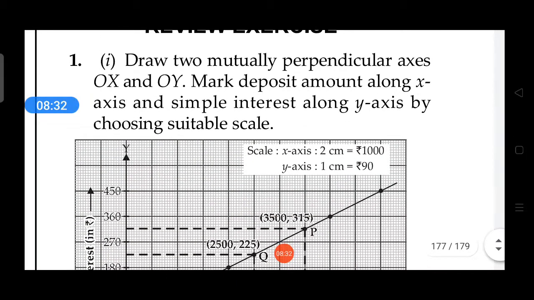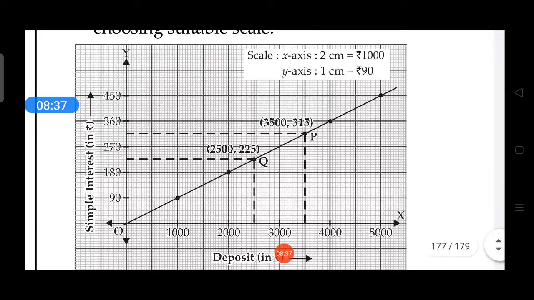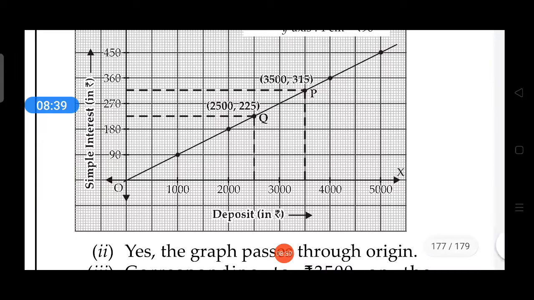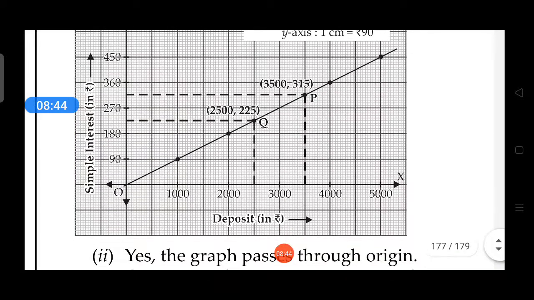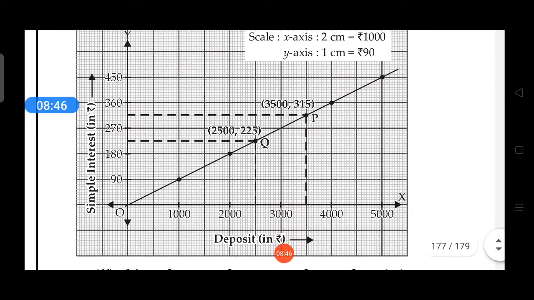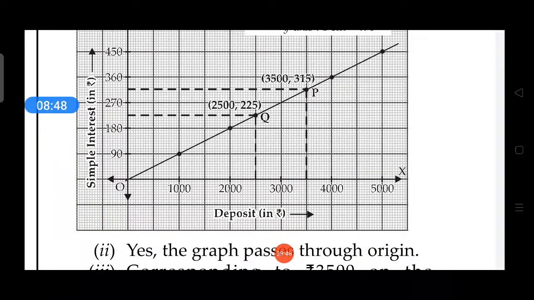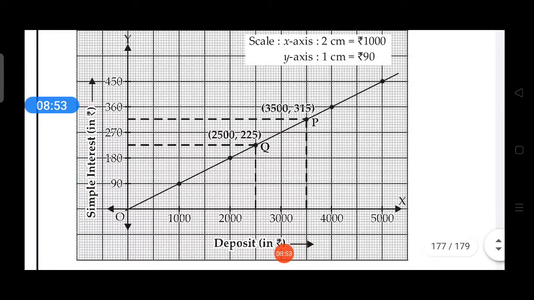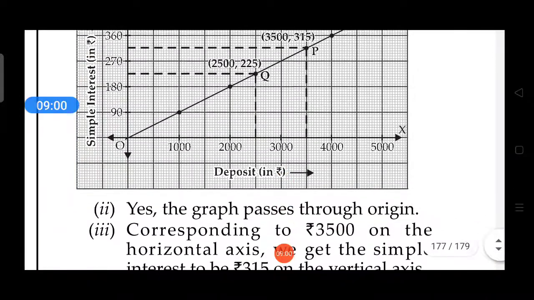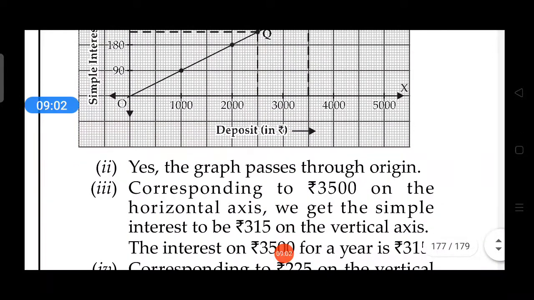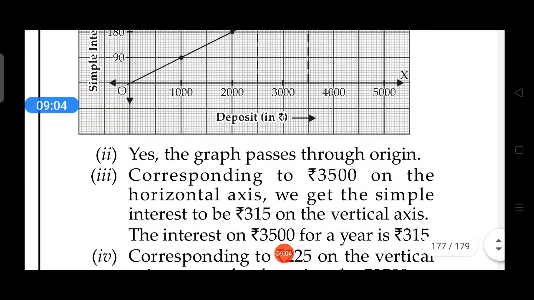So here draw the linear graph for the above. So here we have to draw a linear graph. What we have to do is the same thing as in 18.3. Simple interest on the y-axis, deposits on the x-axis, so that graph we will draw, and it will give us a straight line. Does the graph pass through origin? Yes, the graph passes through origin.